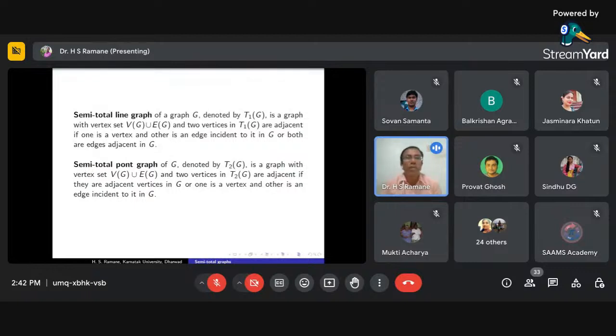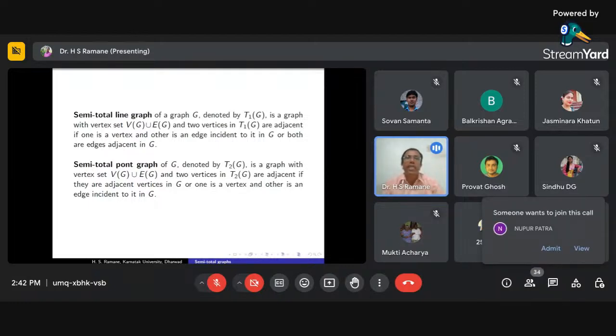Now come to the semi-total line graph definition. Instead of talking in terms of coloring, we'll do it directly now. The semi-total line graph of a graph G, usually denoted by T1(G), is a graph with vertex set the union of the vertices and the edges. Two vertices in this semi-total line graph are adjacent if one is a vertex and the other is an edge incident to it in G, or both are edges adjacent in G. So if two edges are adjacent in G, then we put a line in the semi-total line graph also. And if a line and a point are incident to each other, we put a line here.